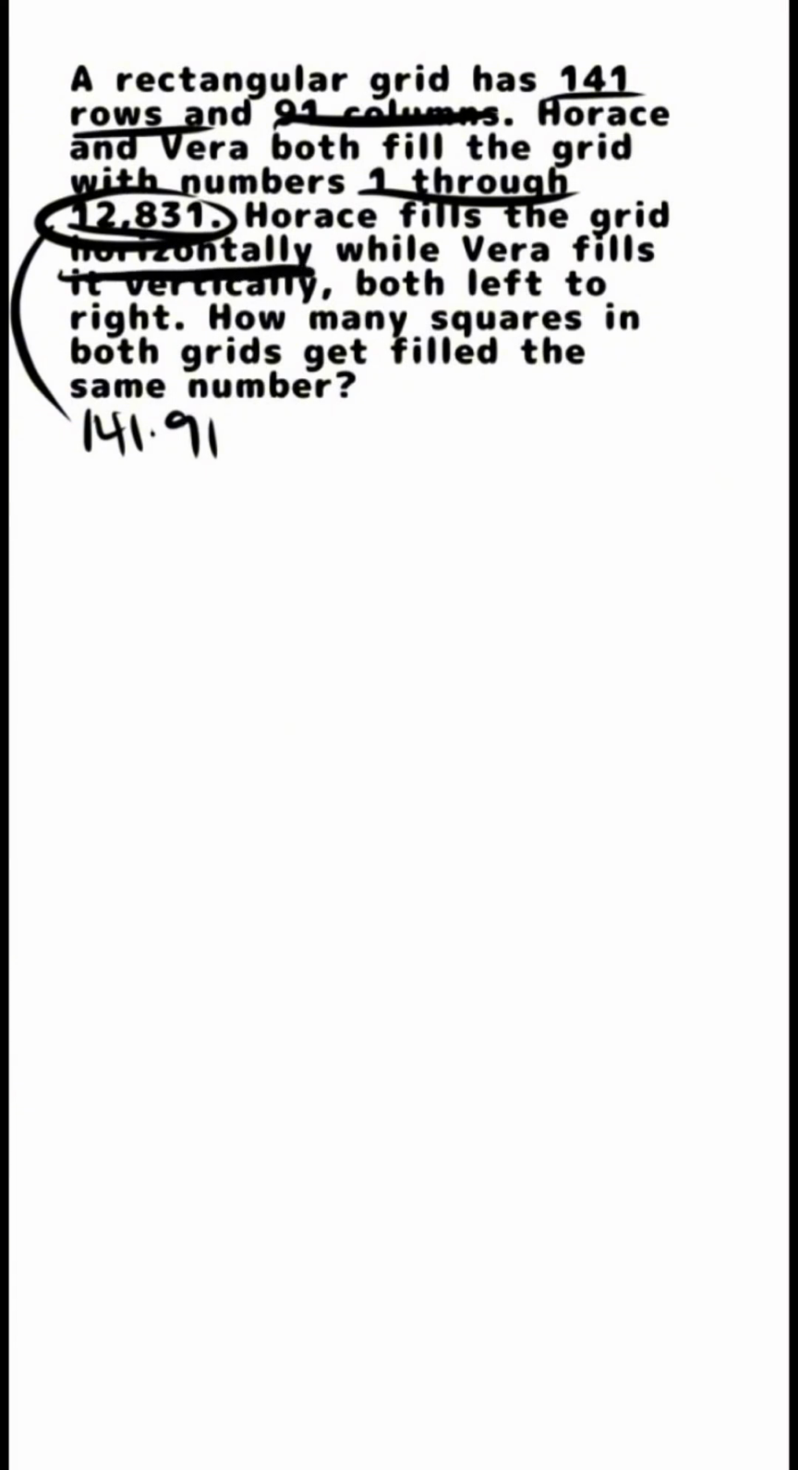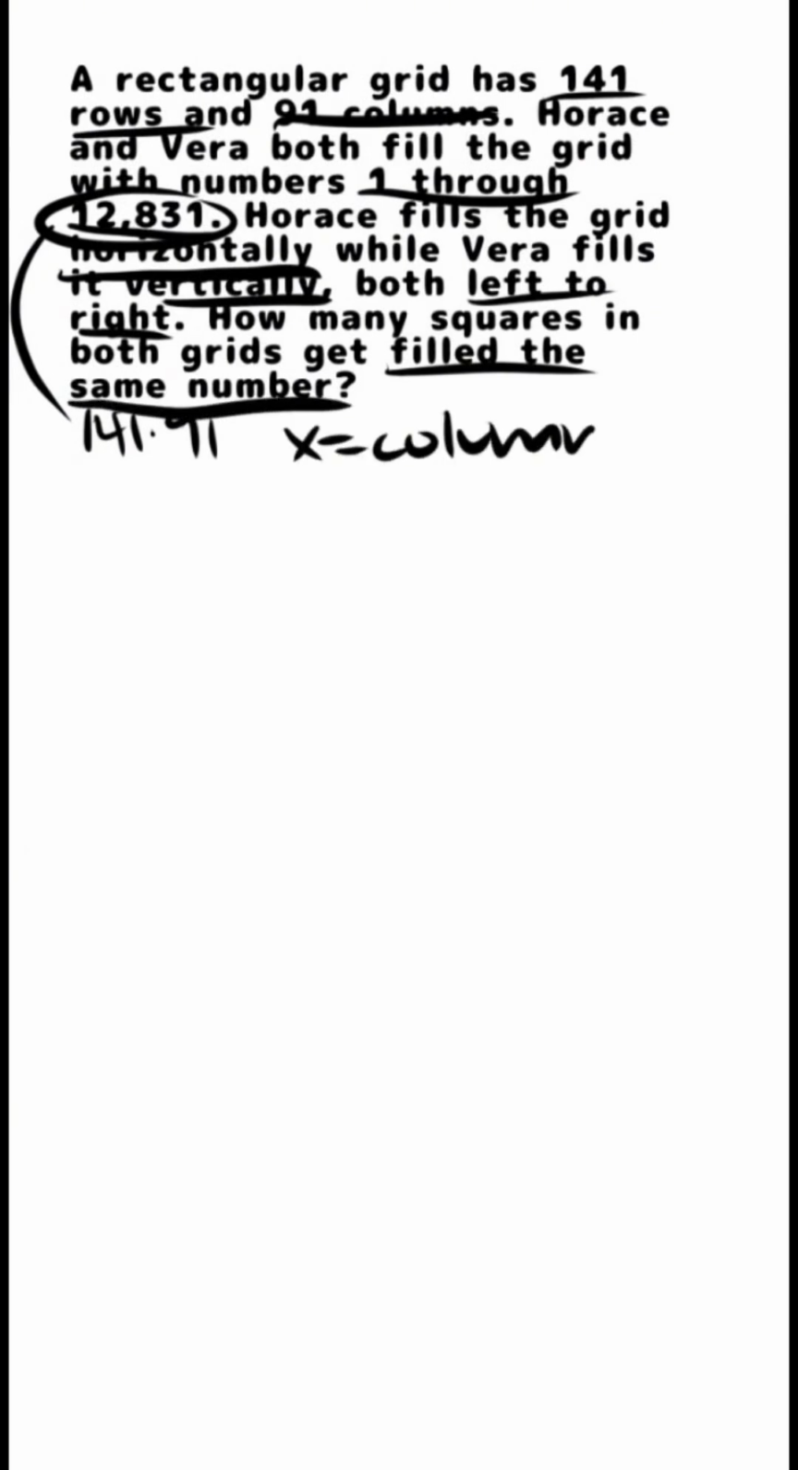Problem 23. A rectangular grid has 141 rows and 91 columns. Horace and Vera both fill the grid with numbers 1 through 12,831. Horace fills the grid horizontally while Vera fills it vertically, both left to right. How many squares in both grids get filled with the same number?